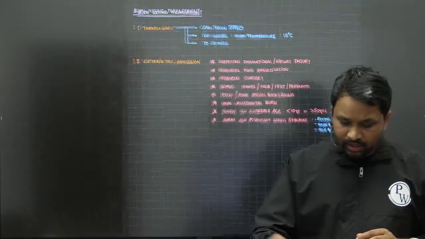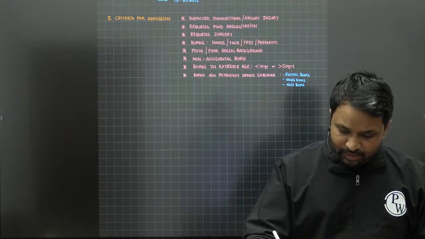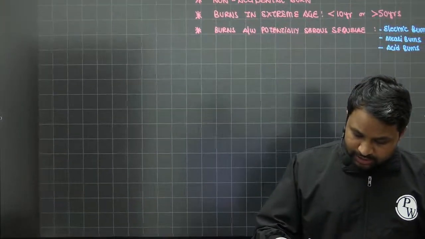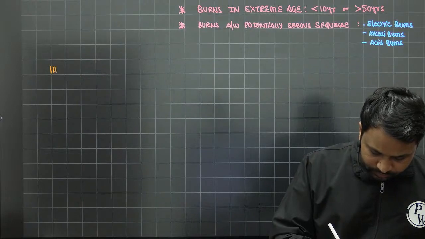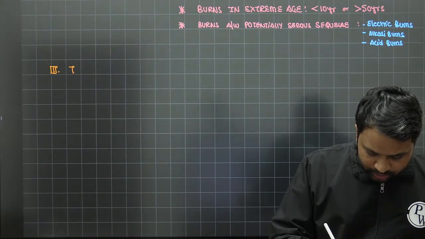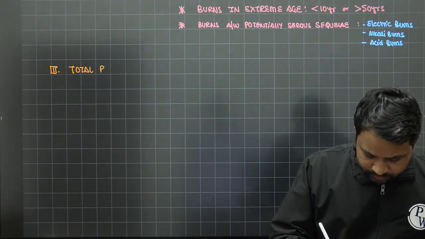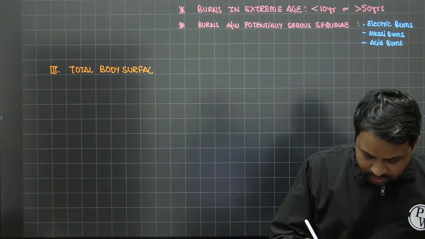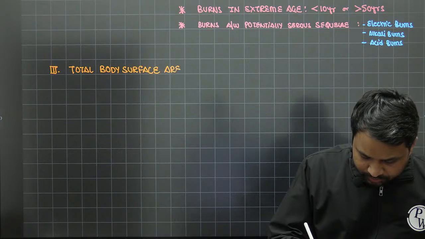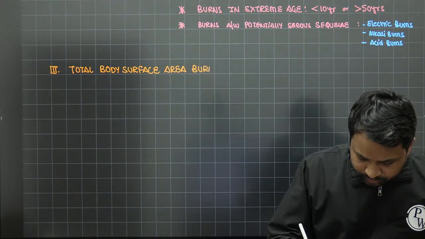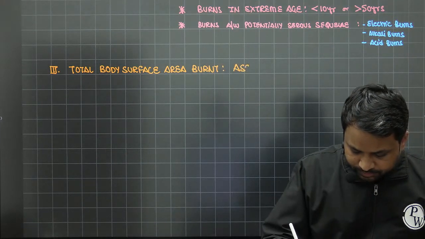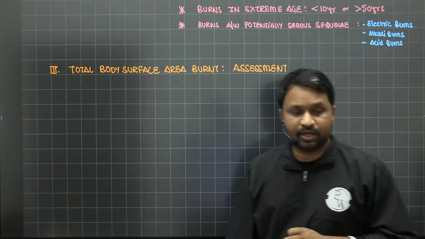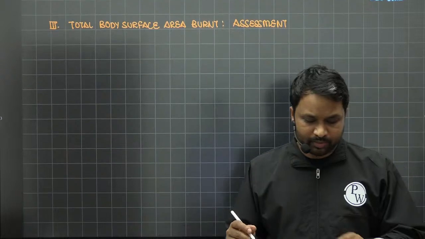Okay? Now comes the assessment of the percentage of body surface area burnt. So the third thing is the total body surface area burnt assessment. That is step number 3.